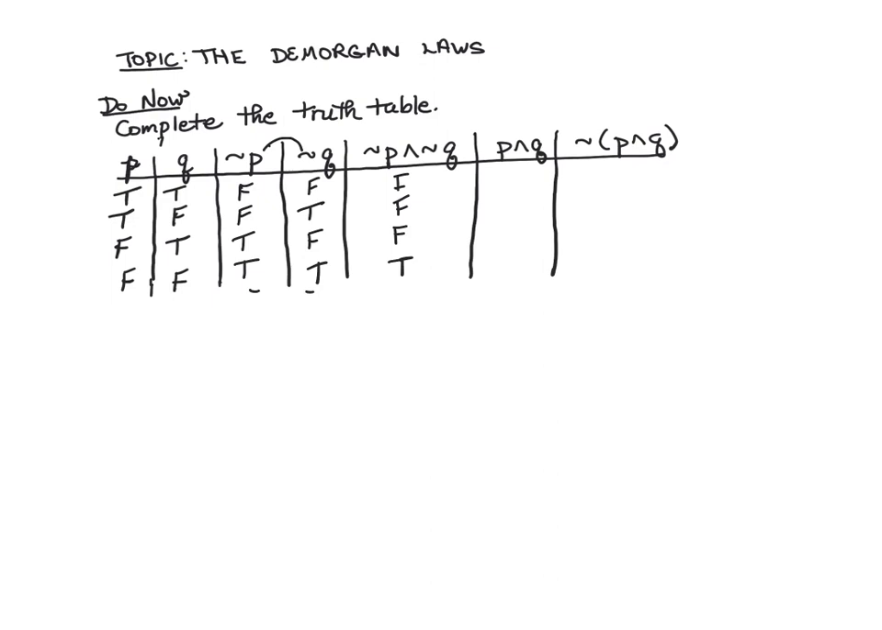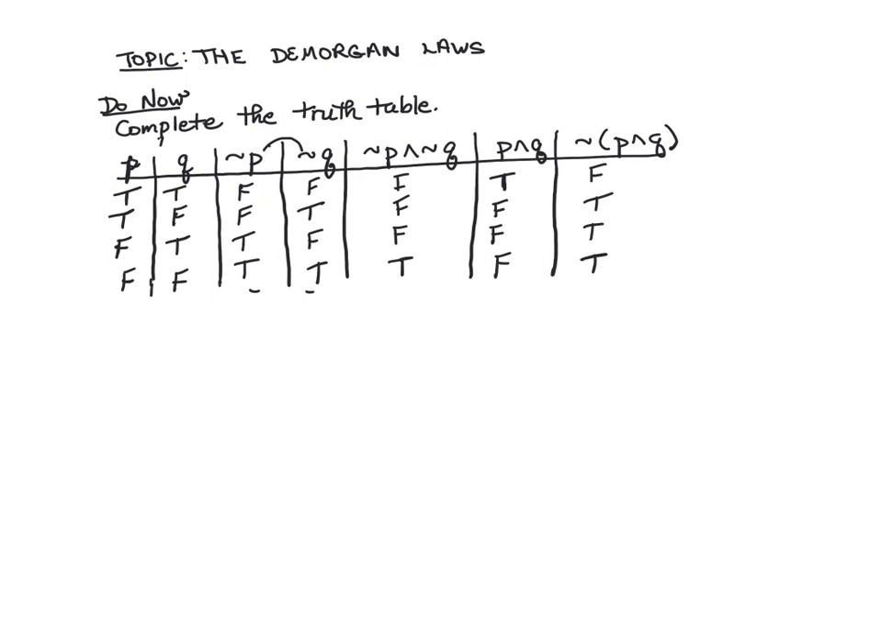And now we go back to the P and Q columns, and we find that P and Q are both true in the first line, but there's a false everywhere else. And then finally, we negate the column that we just did, and we take the opposite truth values. False, true, true, true. And this truth table shows us a very, very important result.